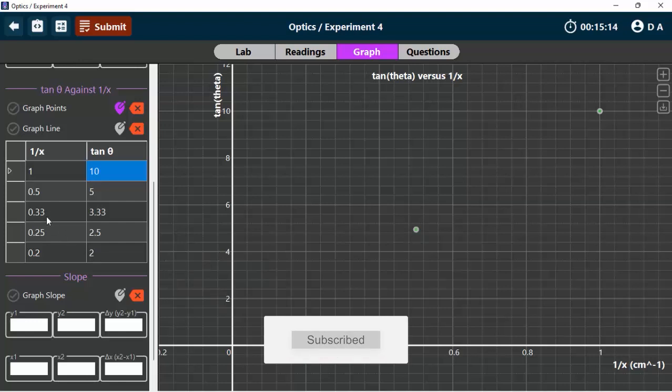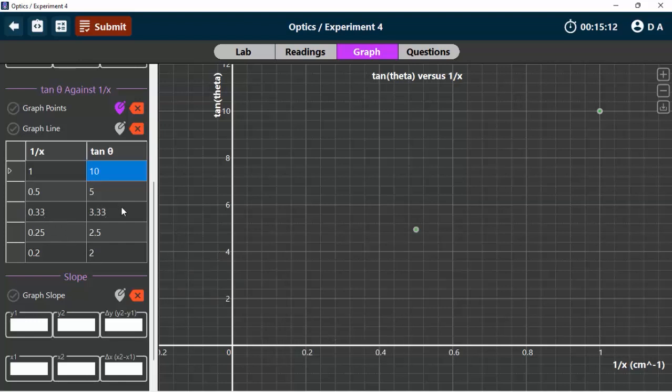Then the next is when we have 0.33, tan theta is 3.33. So where we have 0.3 is just at the middle here. The 0.33 is a little bit close to this edge, right? Then on this side we have 3.33, which is somewhere here. So we have 3.33.